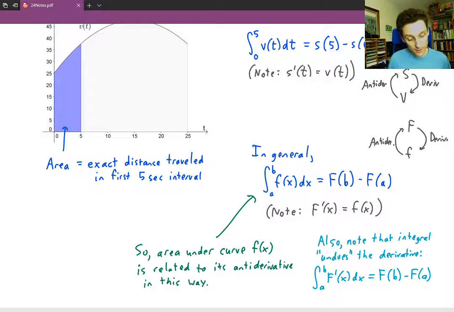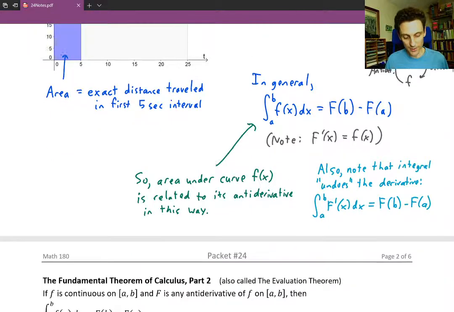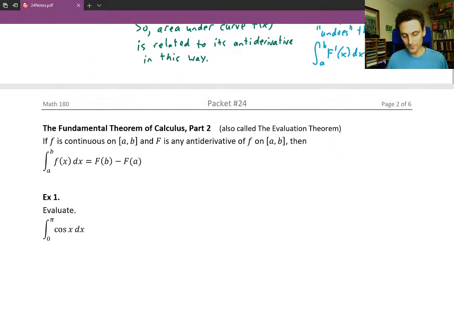Okay, so this statement that we made here, the integral from a to b of little f of x dx is equal to big F of b minus big F of a, so the antiderivative at b minus the antiderivative at a. This is what we're going to call the fundamental theorem of calculus part 2, also called the evaluation theorem. So that's the next part, next page.